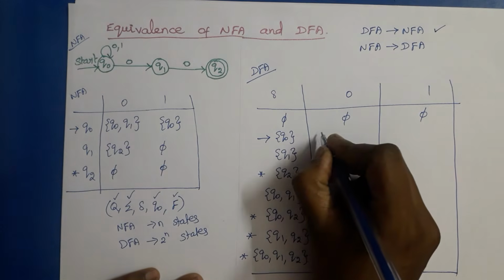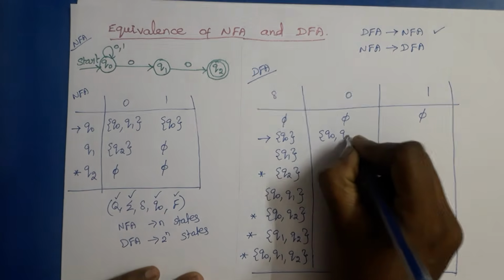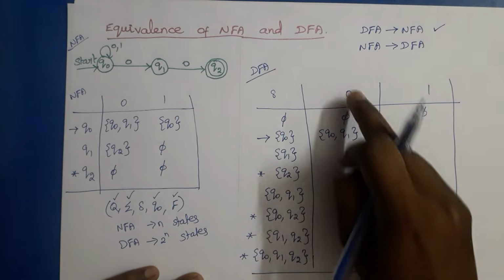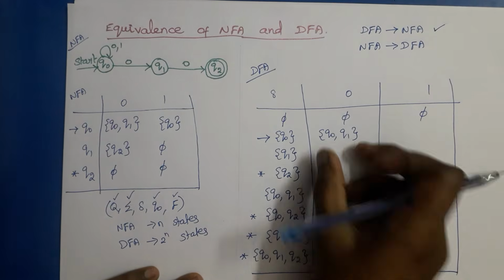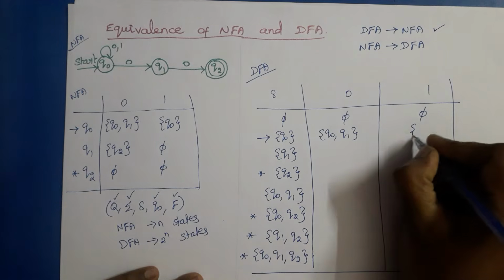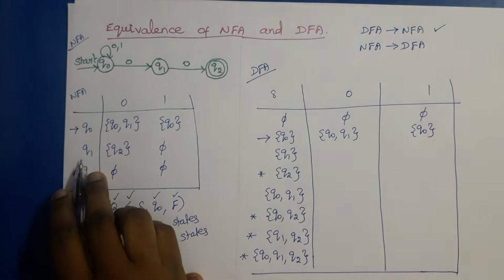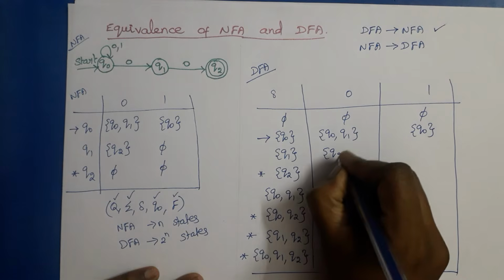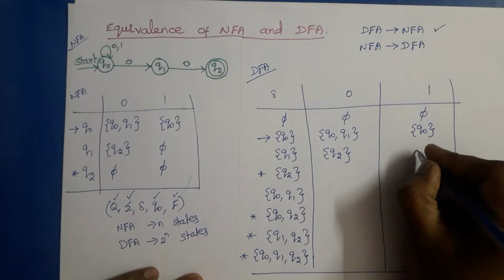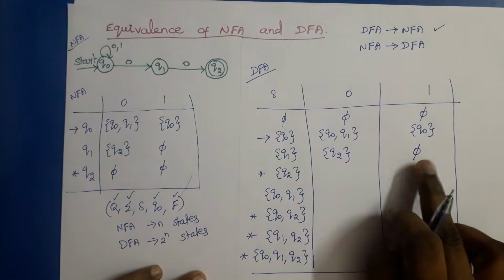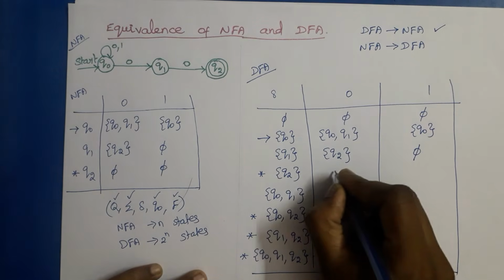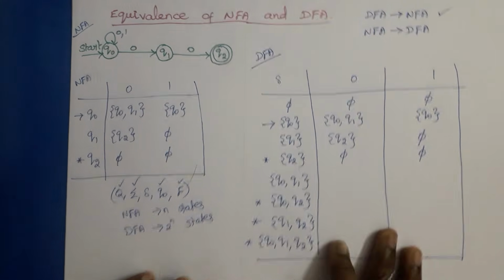So here also we need to write the same Q naught Q1, but here Q naught Q1 is considered as a single state. So from Q naught, 0 goes to Q naught Q1, the single state Q naught Q1. Then from Q naught, 1 goes to Q naught. From Q1, 0 goes to Q2. From Q1 there is no 1 transition, so it is going to the dead state. Then for Q2 there are no 0 and 1 transitions, so here they are going to the dead state.